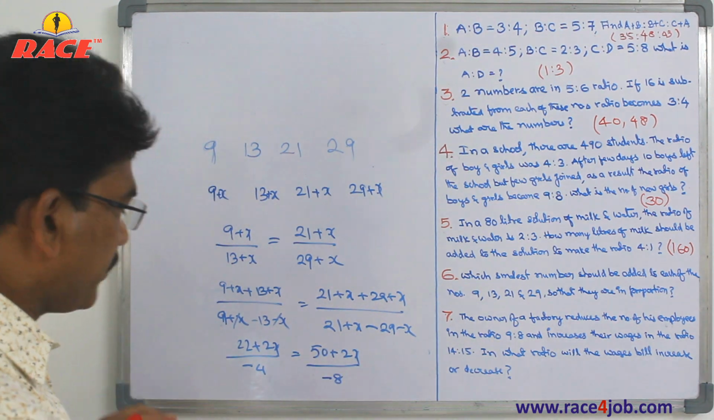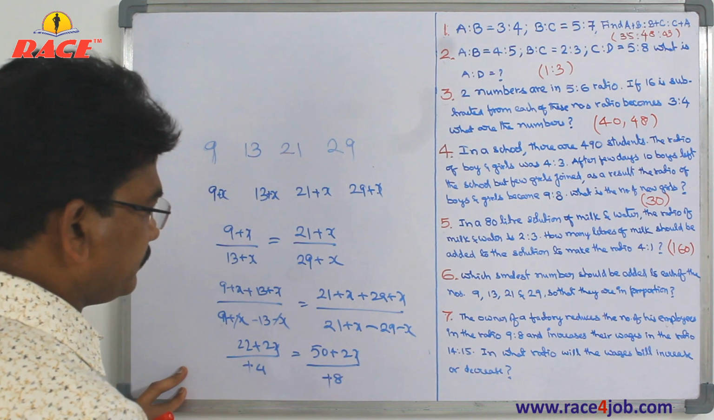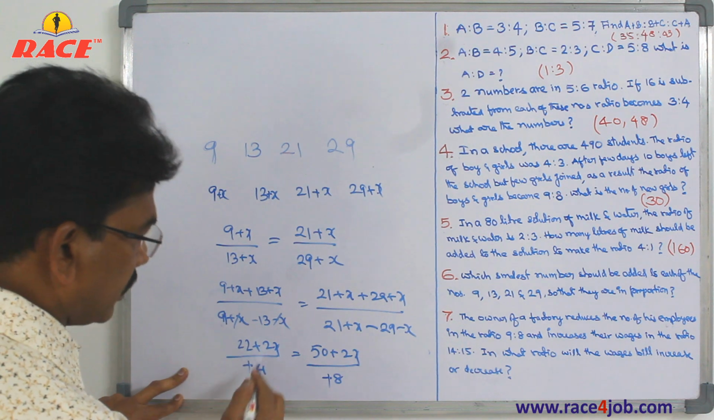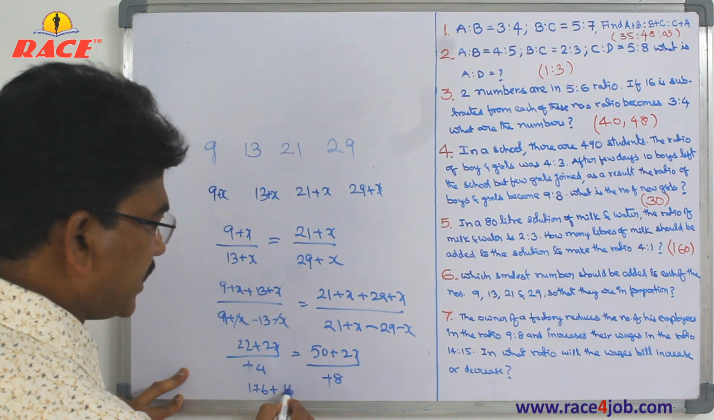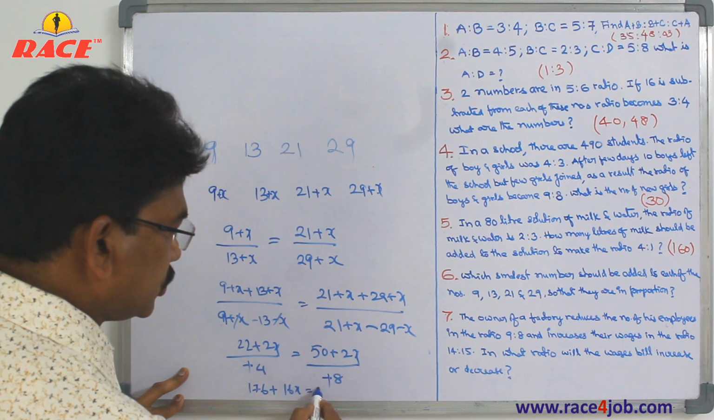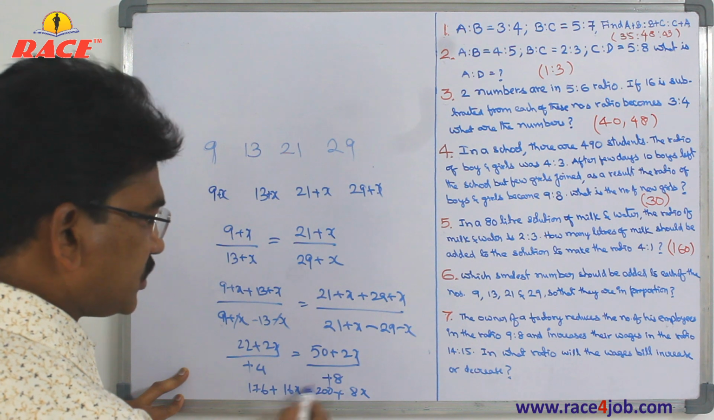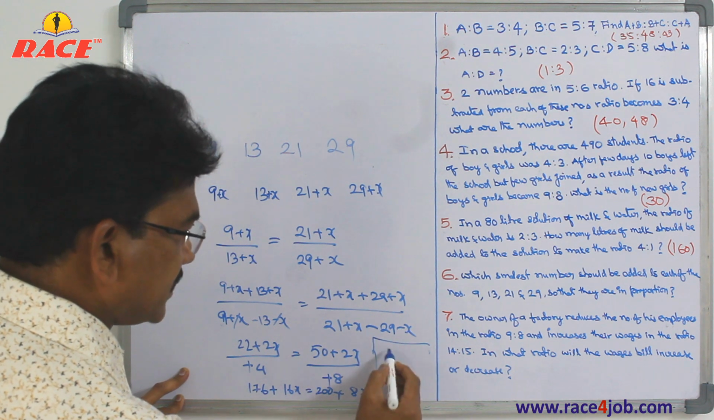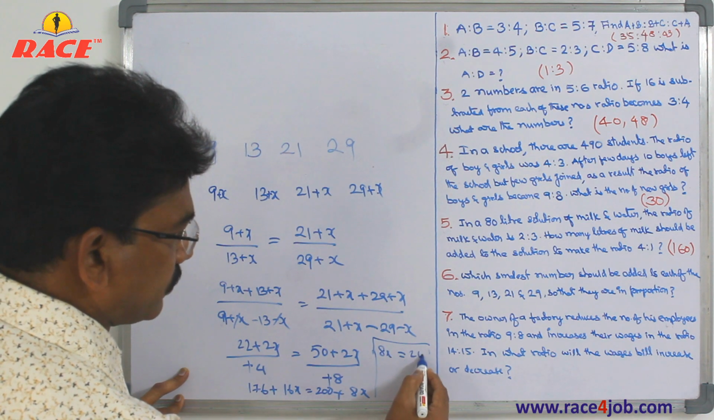Right? And what can we do? Both negative signs we can make into positive, and that is what we do. 22 into 8, 160 and 176. 176 plus 16x is equal to 200 plus 8x. Okay, 16x minus 8x is 8x. 200 minus 176 is 24. So x is 3.